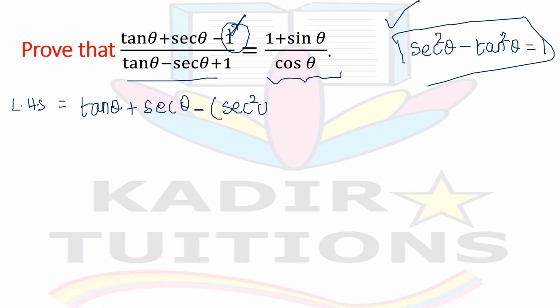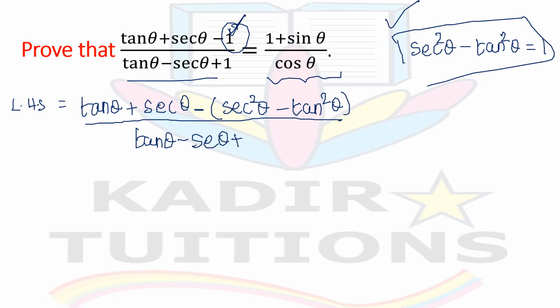going to replace secant square theta minus tan square theta, and the whole divided by, we'll keep the denominator as such. So what is that? It's tan theta minus secant theta plus 1. Okay, so now see here, this secant square theta minus tan square theta is of the form a square minus b square. So now we will start proceeding with the formula. So first one is tan theta plus secant theta minus, so now I'm going to use this a square minus b square form.